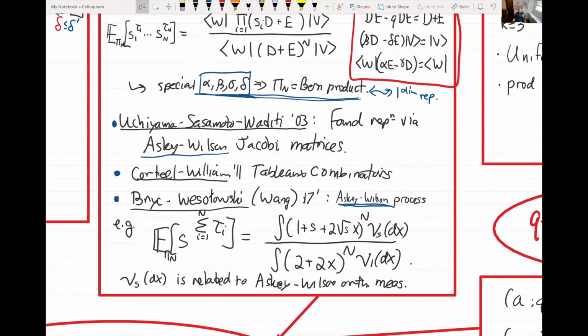But let me just come to the kicker. Here's a formula that you get for the generating function of the total number of particles in the system. The generating function gets written in terms of a ratio of integrals which involve some measure, and this measure is related to the orthogonality measure of the Askey-Wilson polynomials. If you've ever seen these polynomials, the orthogonality measure is written as a product of a bunch of infinite q-Pochhammer symbols.